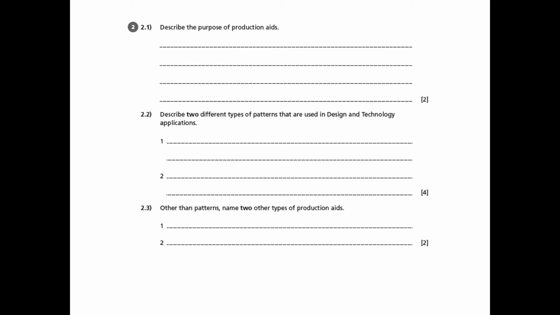So we're asked to describe, that's the command word, the purpose of production aids. What we're looking for here is a description of jigs, fixtures. In fact, I'm giving away the last question here, templates and all those other things that are used in production. And there are two key purposes.